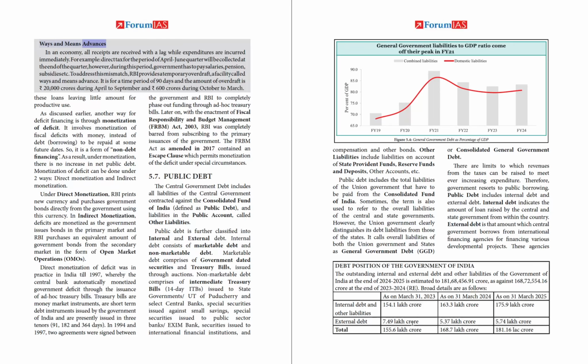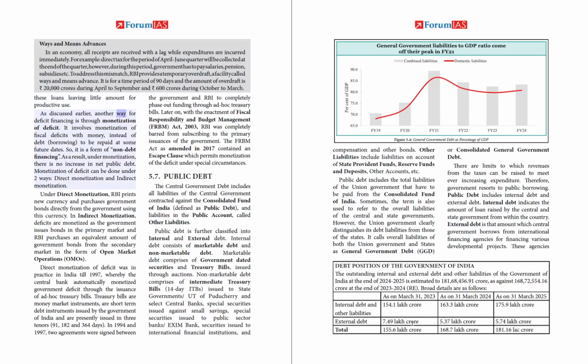Ways and means advances. In an economy, all receipts are received with a lag while expenditures are incurred immediately. For example, direct tax for the period of April to the next quarter will be collected at the end of the quarter. However, during this period, the government has to pay salaries, pensions, subsidies, etc. To address this mismatch, RBI provides a temporary overdraft, a facility called ways and means advance. It is for a time period of 90 days, and the amount of overdraft is 20,000 Indian rupees crores during April to September and 600 Indian rupees crores during October to March. These loans leave little amount for productive use.